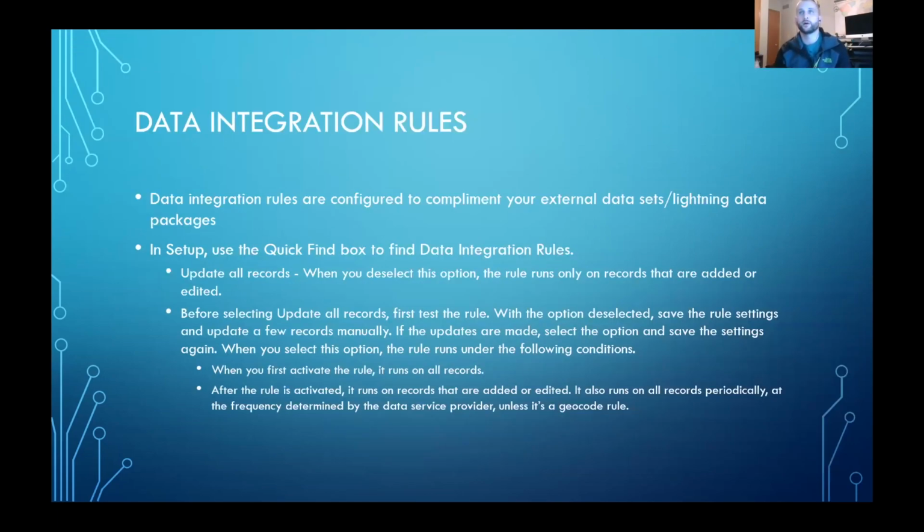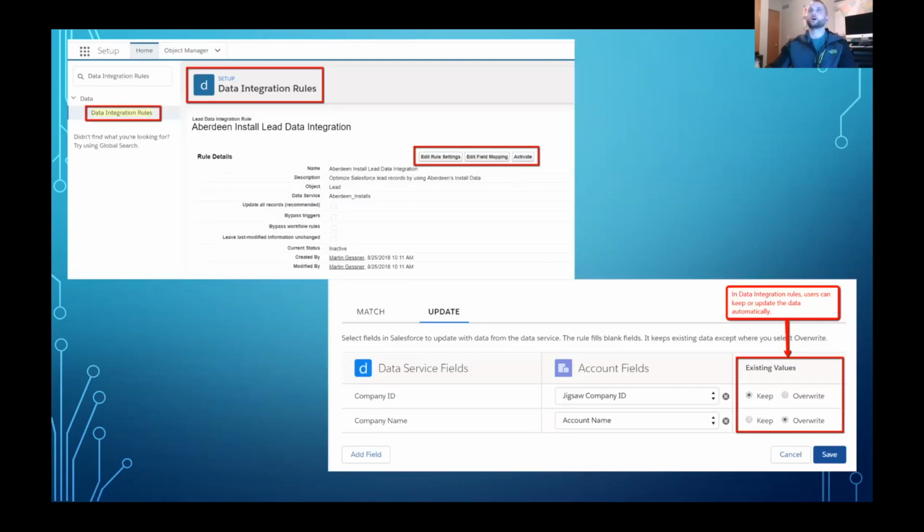When you do select that box, when you first activate the rule, it runs on all records. After the rule is activated, it runs on records that are added or edited. It also runs on all records periodically at the frequency determined by the data service provider, unless it's a geocode rule. In the data integration rules, you can also edit the field mappings. You tell what fields are mapping over, and then you can select whether you keep the data or if it automatically overwrites the data in your instance.